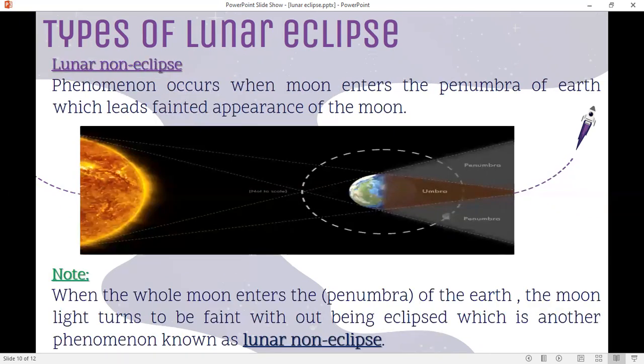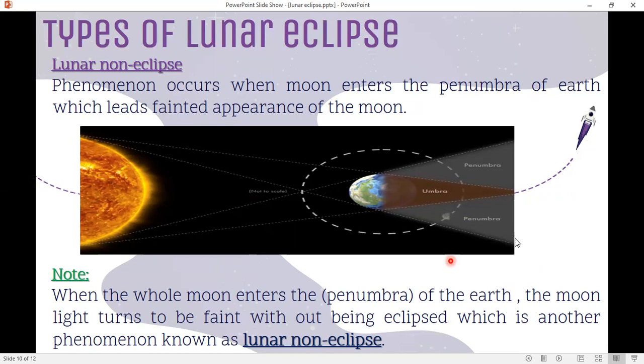Next is lunar non-eclipse. There is no eclipse here. It's a phenomenon that occurs when the moon enters the penumbra. The whole moon enters the penumbra, as you can see. So it will lead to a faint appearance of the moon. It will be like a shaded moon.